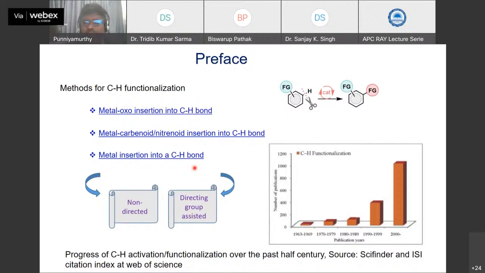When we look at the literature of the last 60 years from 1960 onwards, as you can see in the graph, after 1990, you can see here considerable attention has been focused in this area. The number of publications went to around 400 from 1990 to 2000. After 2000, you can see here, the number has gone up to more than 1200 publications per year.